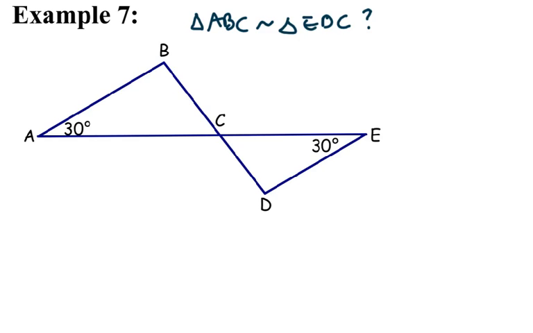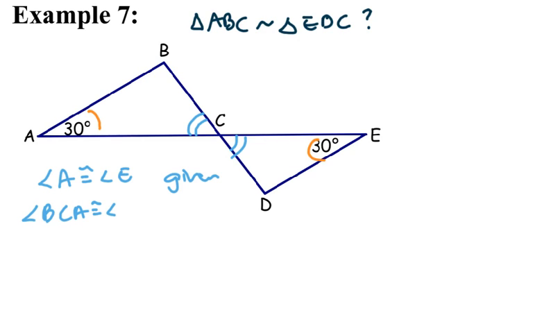So look at what we're given. We're given that these two angles are the same. Okay, great. So we've got one angle. That's not enough. What else do I know? Okay, if you look at this, hopefully you saw you've got two vertical angles. So I'm going to say that angle A is congruent to angle E, and that was given. And I'm going to say that angle BCA is congruent to angle ECD, and that's because they're vertical angles.